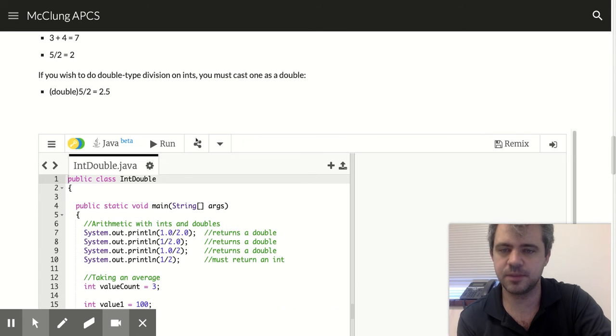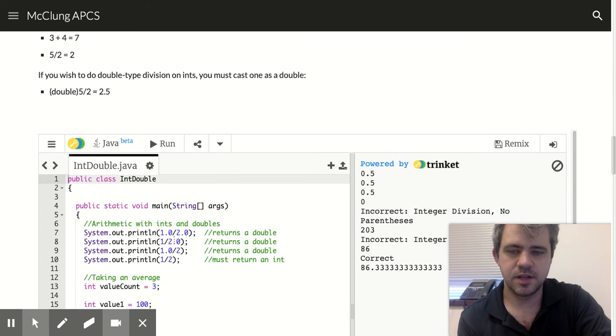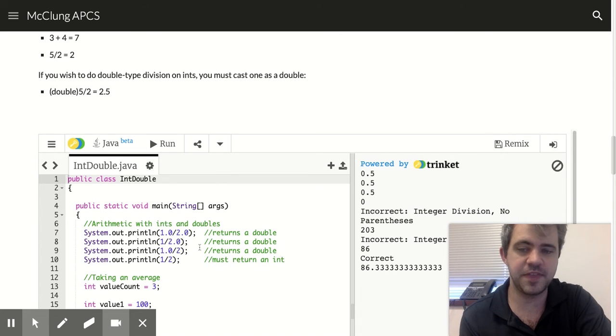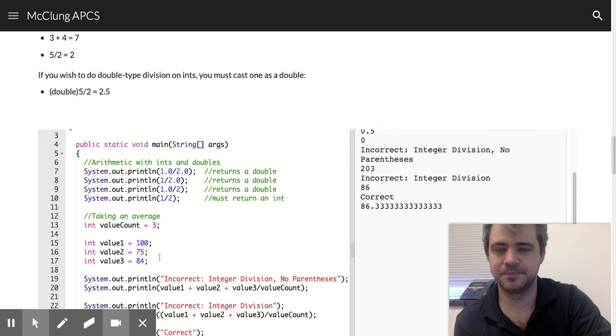So here's an example. Let me just go ahead and run it. So all of these return exactly what you would think until we do 1 divided by 2, which gives us 0.